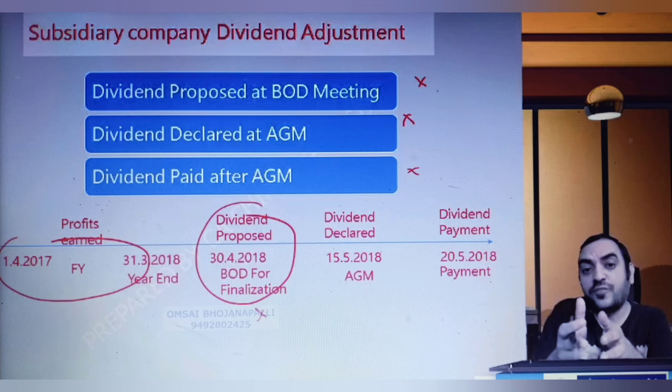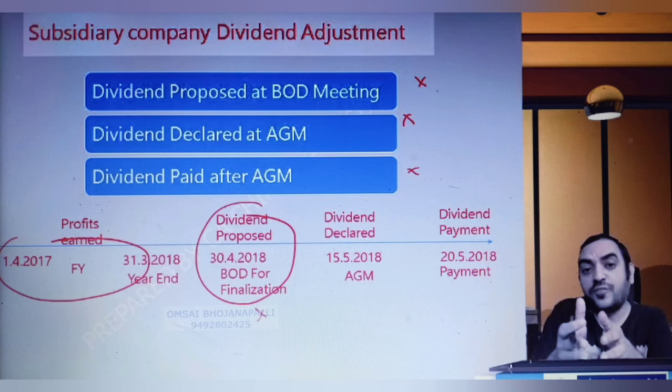Dividend proposed for the year 2019-20. What do we do? Simple adjustment: ignored. Why will we ignore? Because it is a non-adjusting event as per IND AS 10. Non-adjusting event, IND AS 10.